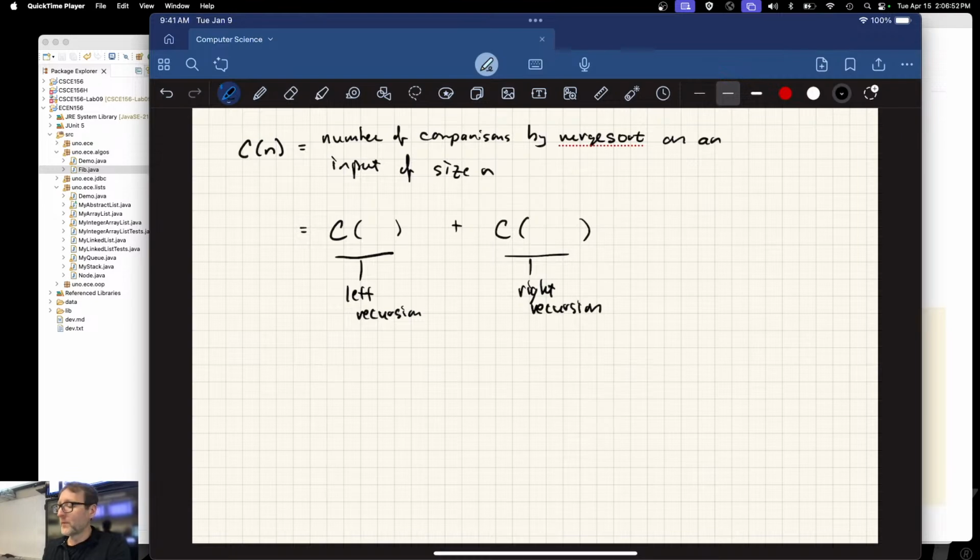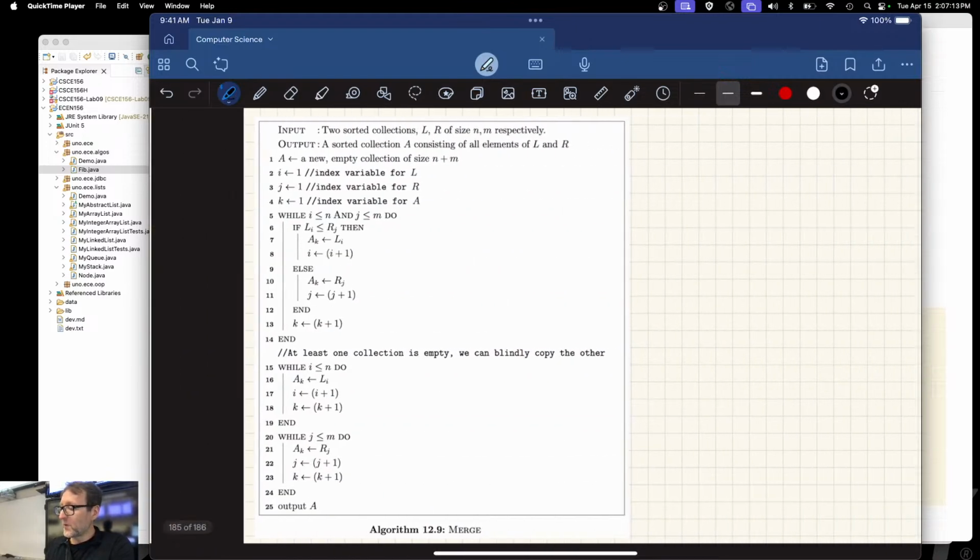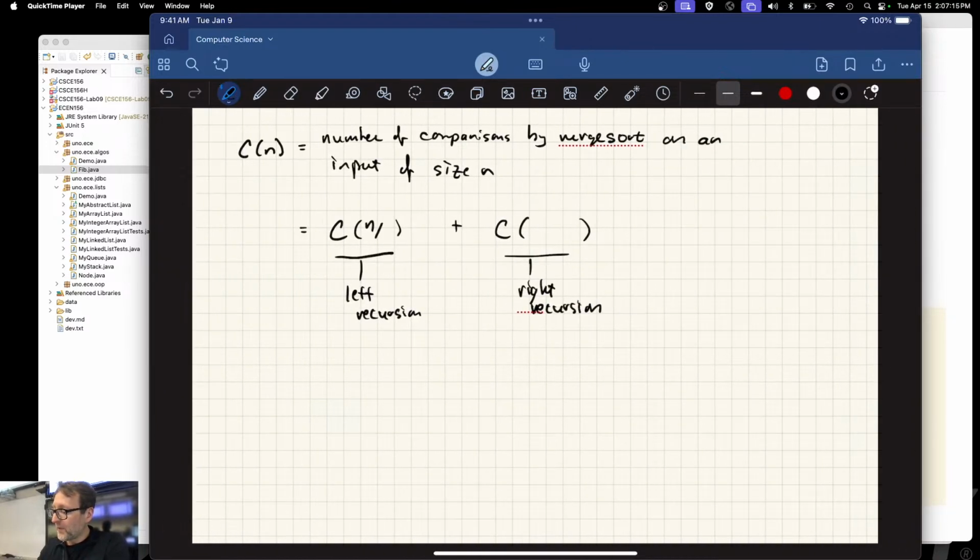Now, what is the input size to each one of those calls? If the input size was originally n here, and we cut it in half and recursed on the left half, and then cut it in half and recursed on the right half, how big is each one of these? N divided by 2, and this one is n divided by 2. So let's update our values here. Granted, it could be off by 1 because 7 divided by 2 is either 3 or 4. We're going to ignore that.